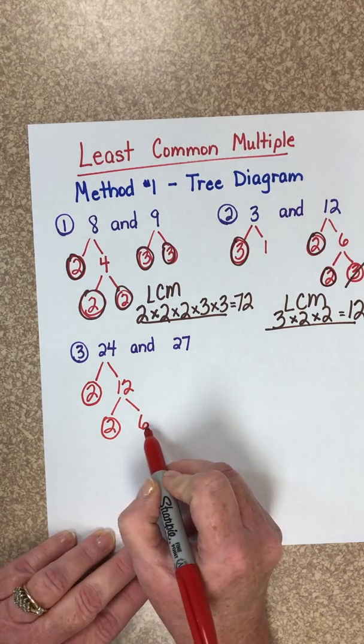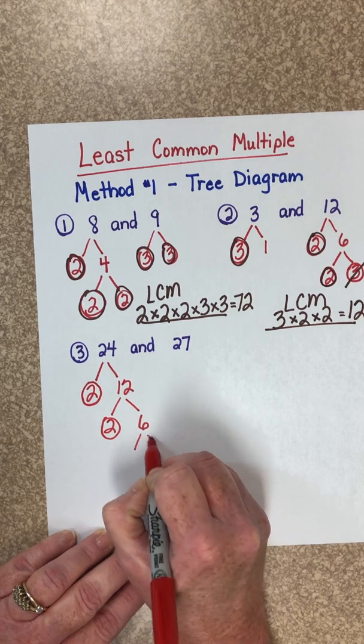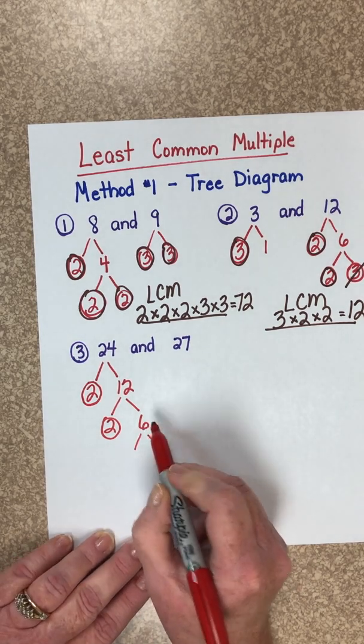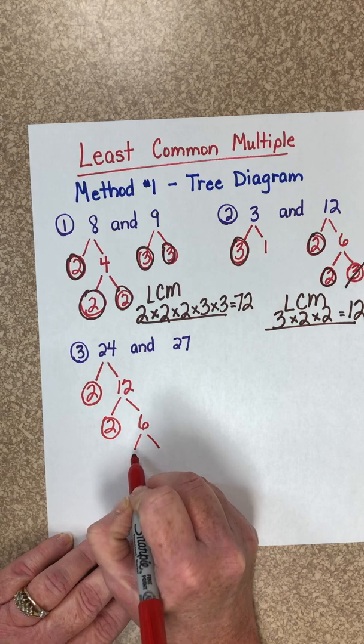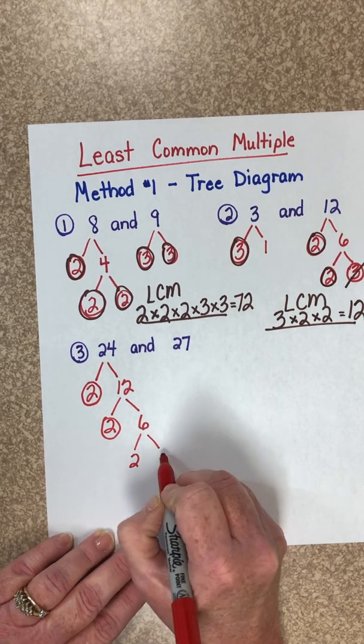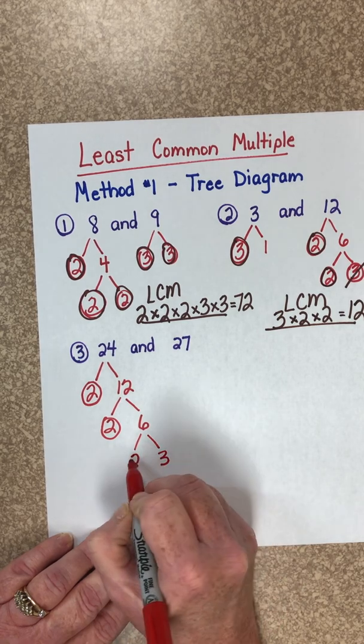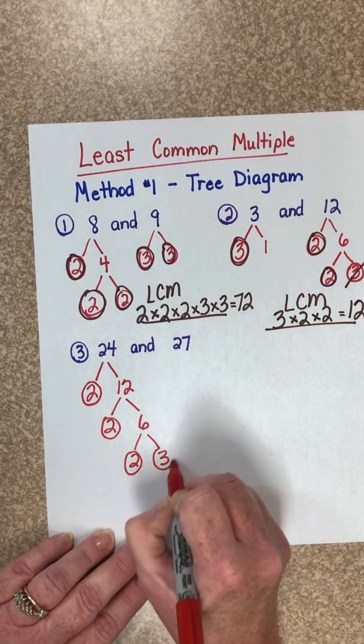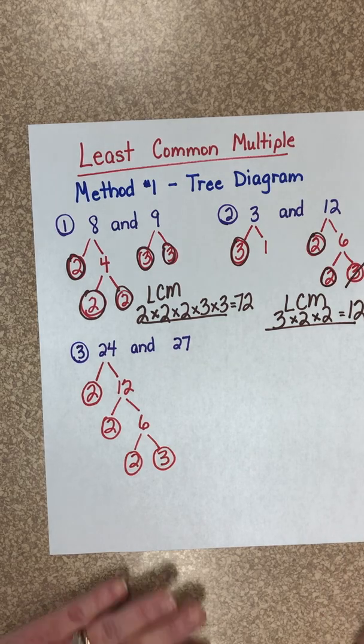6 is still even. It's not prime, so that means we need to show the branches for that. 6 is even, so we're going to start with the lowest prime number, which is 2. 2 times what is 6? That's 3. So we know 2 is prime, and so is 3 prime. And we're done with 24's tree.